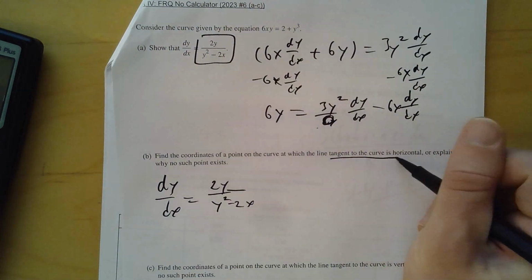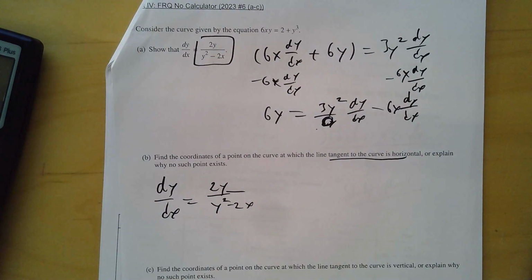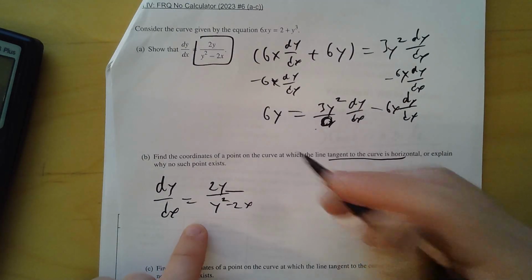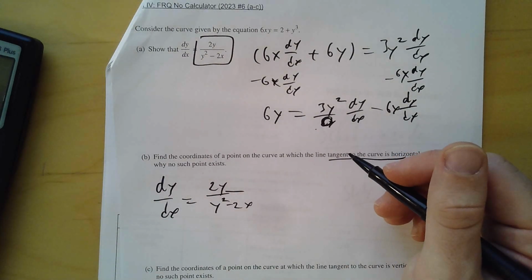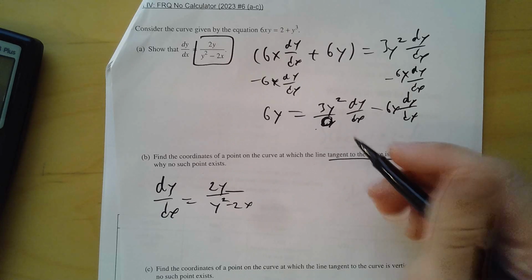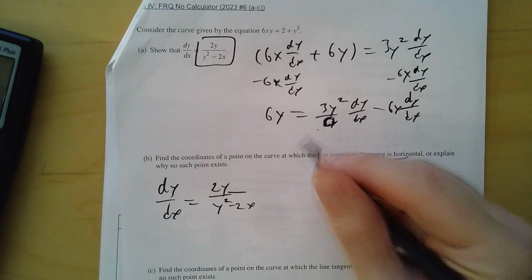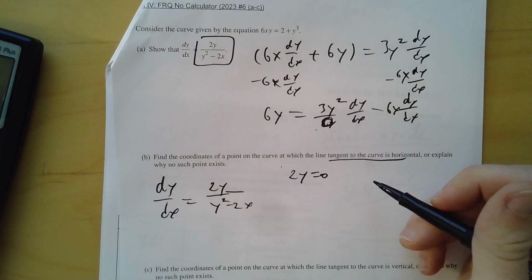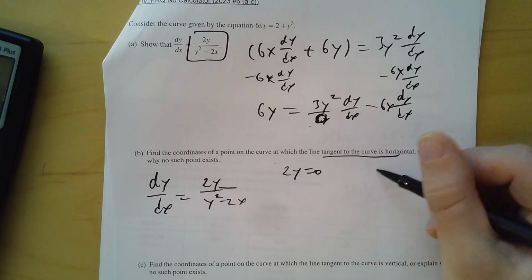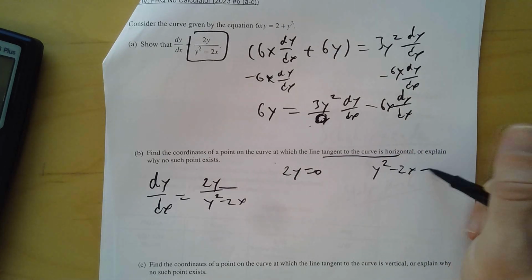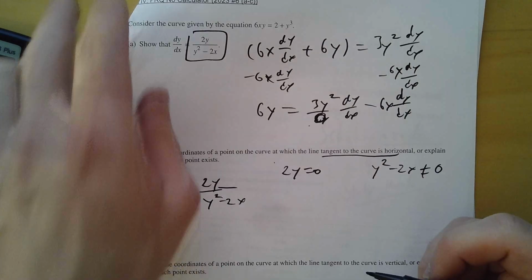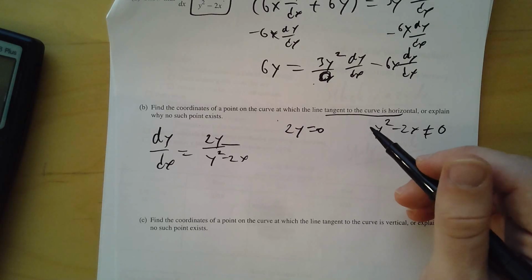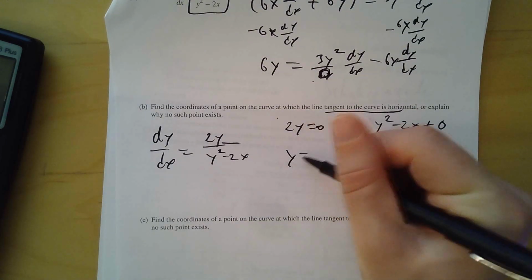The line tangent to the curve is horizontal when this equals 0. So when this equals 0, this is true. What you do in this situation is set the numerator equal to 0. So 2y equals 0. Also, y squared minus 2x cannot equal 0. That is the condition for the line tangent to the curve to be horizontal. So this just means that y must equal 0.